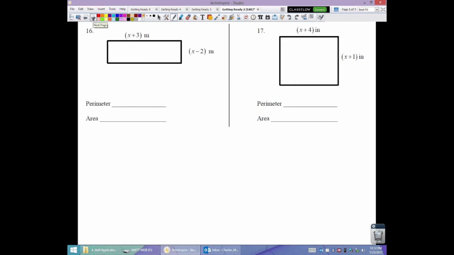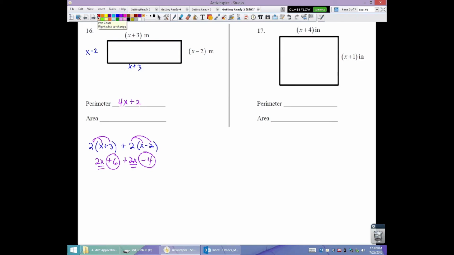Number 16. Now, both sides are binomials. They are different, though. The left side would match the right, it's x minus 2. The bottom would match the top, it's x plus 3. So for perimeter, I've got 2 of each: 2 x plus 3s added to 2 x minus 2s. So 2x plus 6 plus 2x minus 4. Well, 2x and 2x makes 4x. 6 minus 4 is 2.